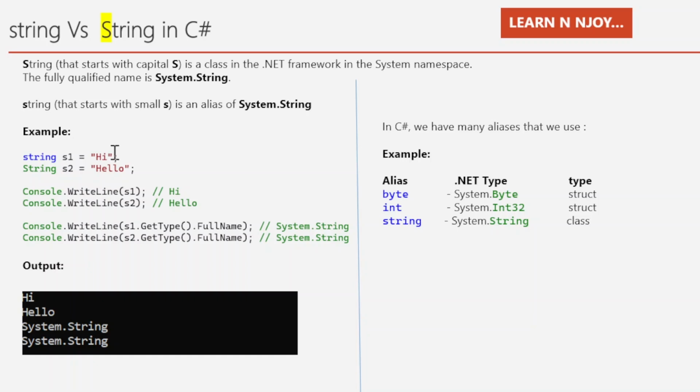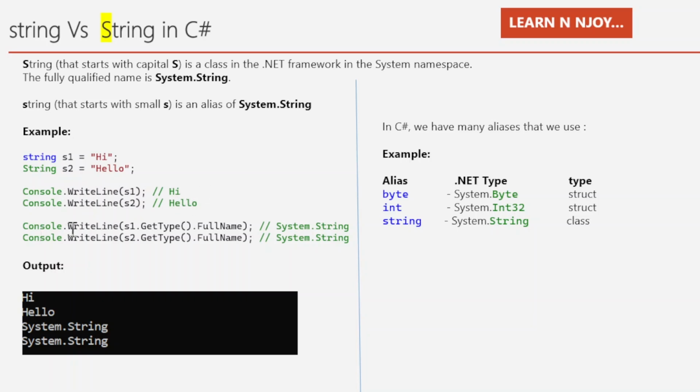In this example, I have declared an s1 variable of type string, where string starts with a small s, and assigned the value "hi" to it. That's what I have written: string s1 = "hi". Next, I have declared an s2 variable of type String, where String starts with a capital S, and assigned the value "hello" to it: String s2 = "hello". Then I'm printing them to the console window with Console.WriteLine(s1) and Console.WriteLine(s2). If you see the output, it comes as hi and hello.